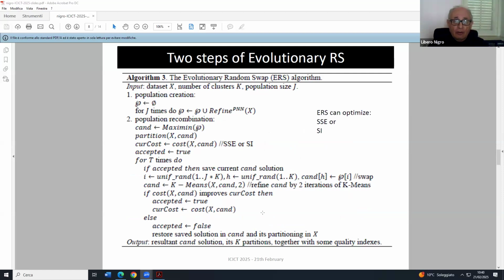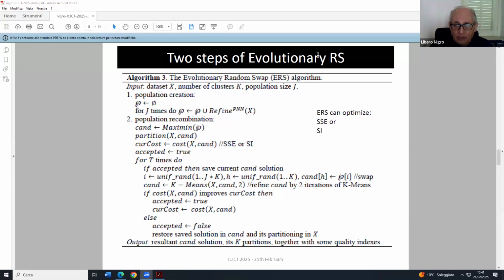Now, what we do in the extension of random swap is to build initially a population of solutions. So we apply repeatedly J times refine PNN. We use it to populate this set of initial solutions. J must be chosen according to the features of the data set which we have to handle. After the population has been created, we recombine the solutions, the centroids of the population. And what is new in our approach is that swaps are accomplished between centroids in the current solution and the points chosen in the population.